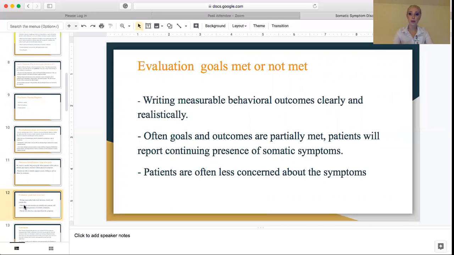Goals, whether met or not met, writing measurable behavior outcomes clearly and realistically is very important for a nurse to practice. Often goals and outcomes are partially met. So patients will report continuing presence of somatic symptoms, and we will discuss why. And patients are often less concerned though about the symptoms.